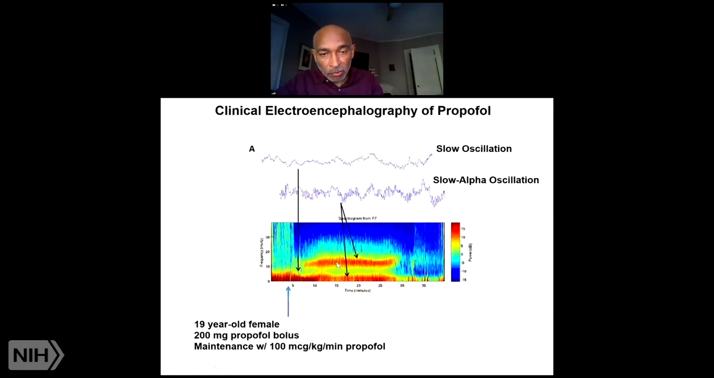So as long as you run this propofol infusion, you keep her brain in this state. You have the slow oscillation together with the alpha oscillation. When you turn it off, a few minutes later, over here at about 32 minutes, she woke up. So this is classic propofol. If you give propofol to a young person, 18 to 35, let's say, for the sake of this conversation, you're going to see a pattern like this.